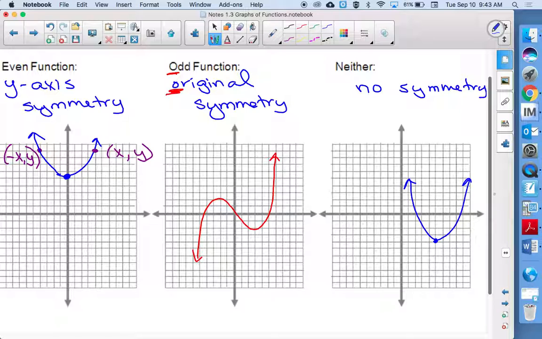So I have a parabola here. Yes, it has symmetry, but it doesn't have y-axis or origin symmetry. Questions?